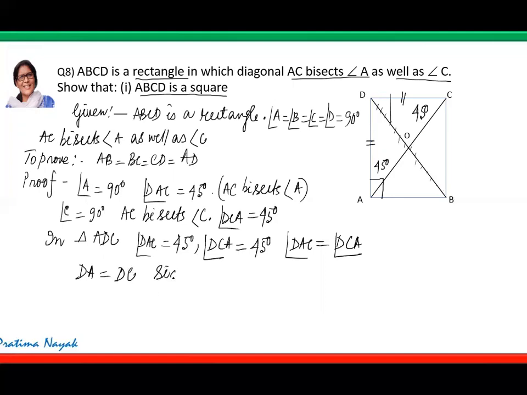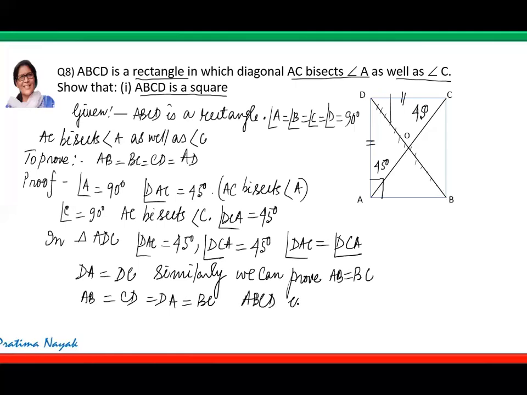Similarly, we can prove, or no need of proving AB is equal to BC. No need, because this is already a rectangle. That means AB was equal to CD. Now CD is equal to DA, and AB was equal to CD, DA is equal to BC, you know, because of the opposite sides of the rectangle. So ABCD is a square.